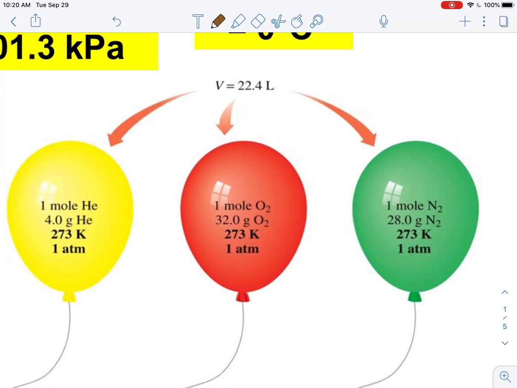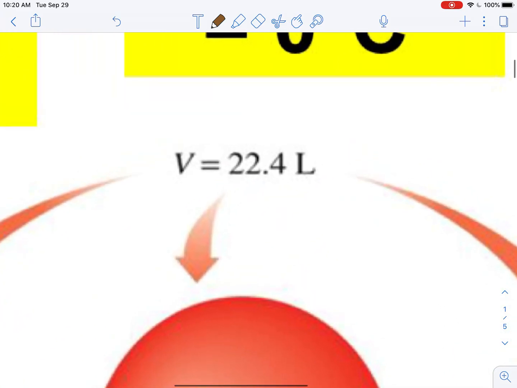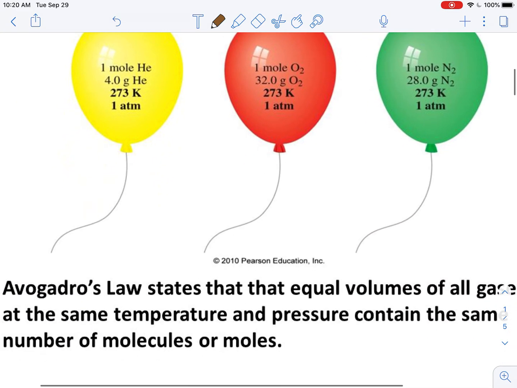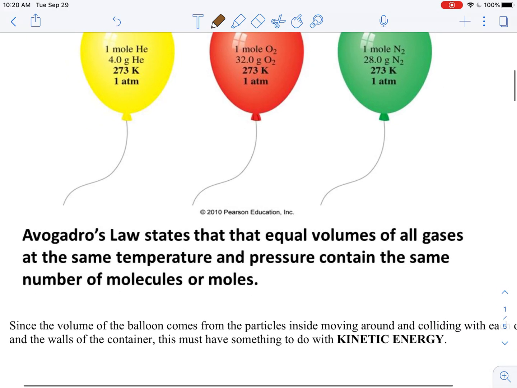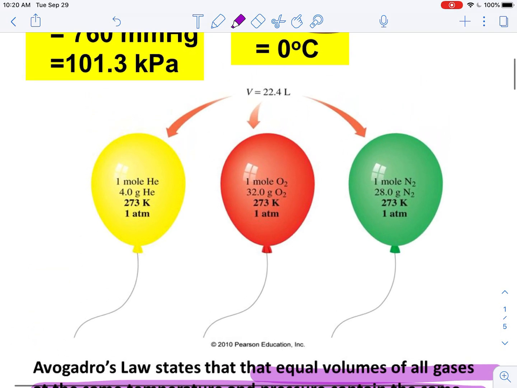And this kind of blew his mind a little bit, because he's like, wait, these are different gases. These are completely different gases. Yet, if I take a mole of them, then I'm getting the same result, 22.4 liters. And so he came up with this law. Avogadro's law says that equal volumes of all gases at the same temperature and pressure are going to contain the same number of molecules, or moles.